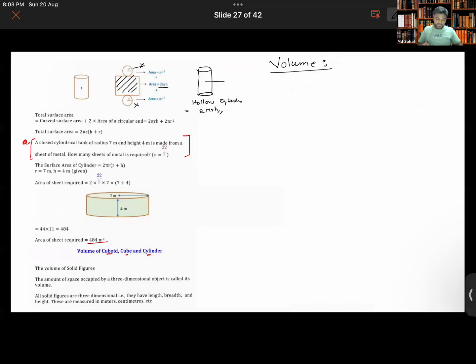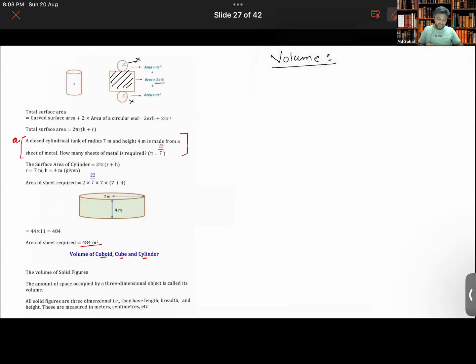Now we were talking about volume. So volume is what? Volume is simply the space occupied by a three-dimensional object, or simply the space enclosed by the boundary of a 3D object. That is simply volume. So let's talk about each figure here. For example, if you were to calculate the volume of a cuboid, how do we calculate that? Length into breadth into height.